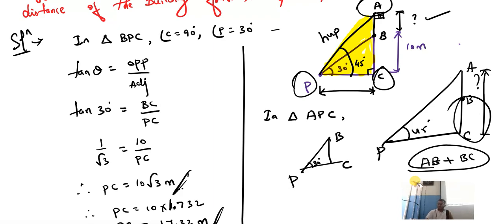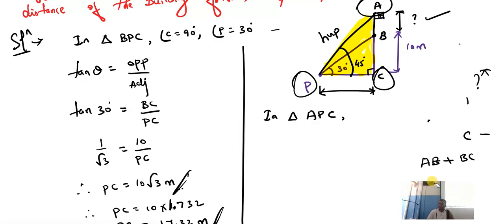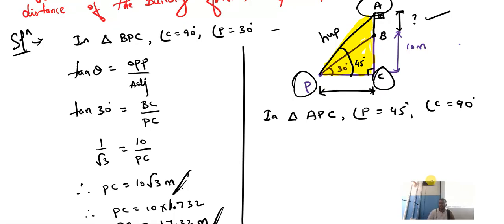In this complete side, observe here, what should we find now? First we have to find AC. From AC, you subtract the BC value so that you will get the AB value. Simple. Okay. Now let me consider this. In triangle APC, we know that angle P is 30 degrees, sorry, 45 degrees, and angle C is 90 degrees.